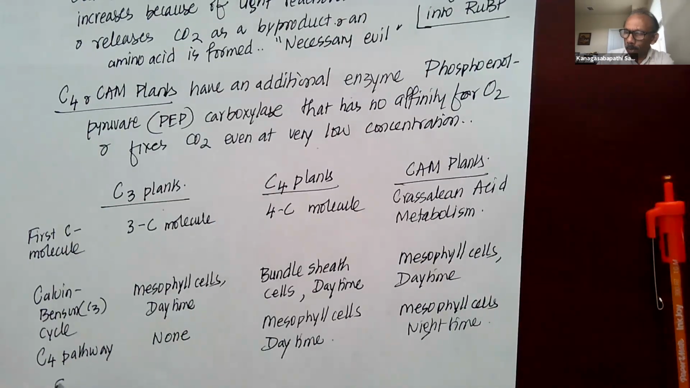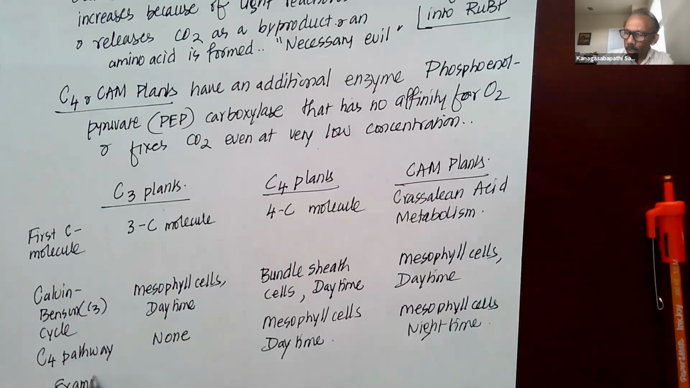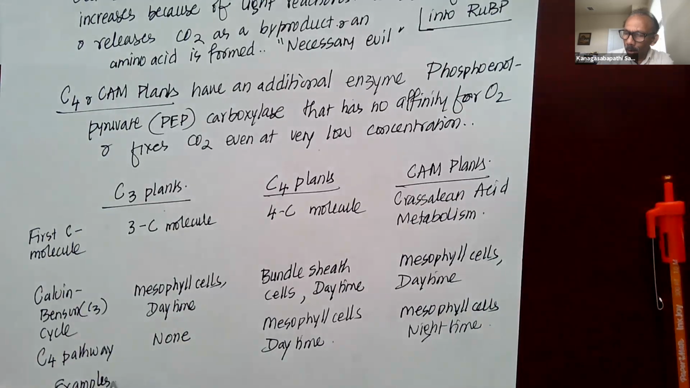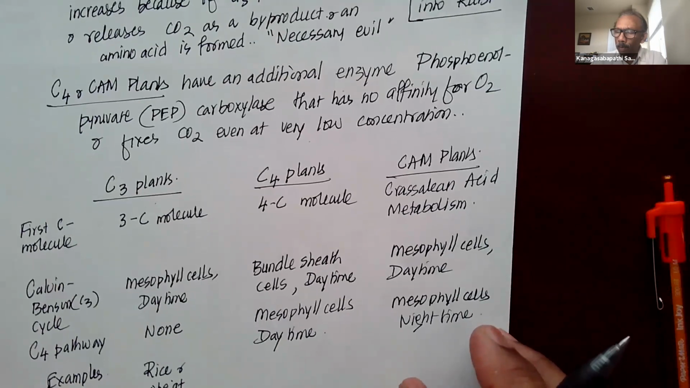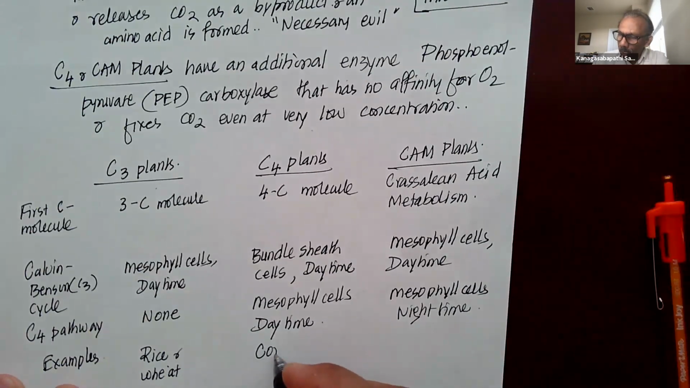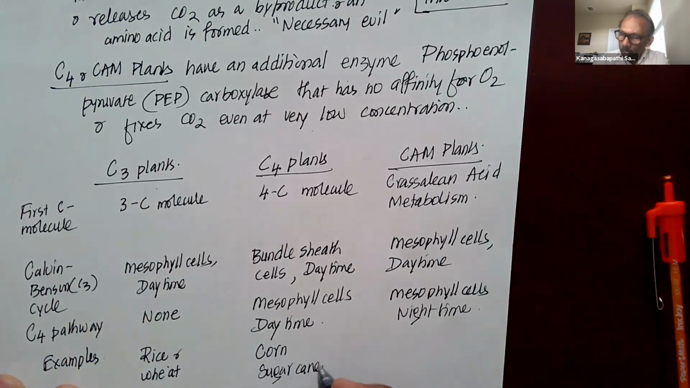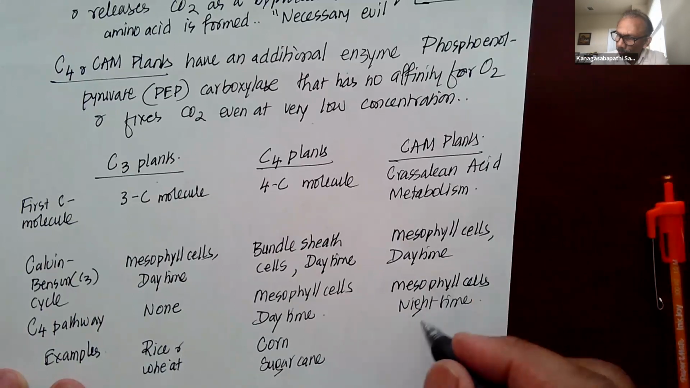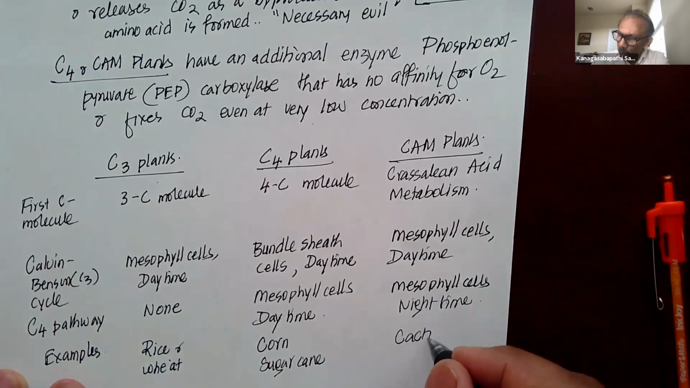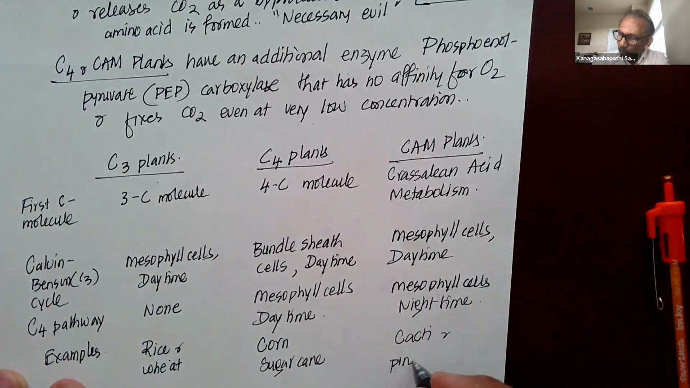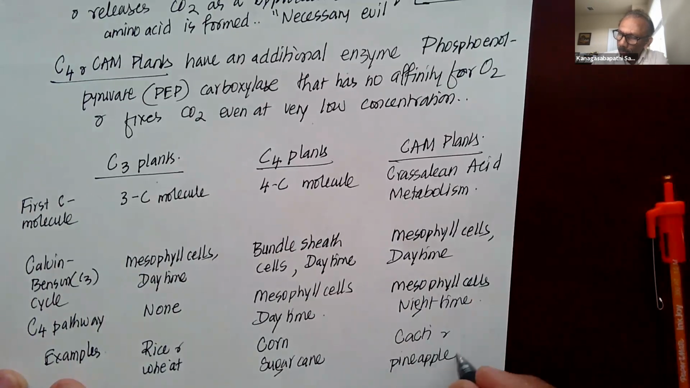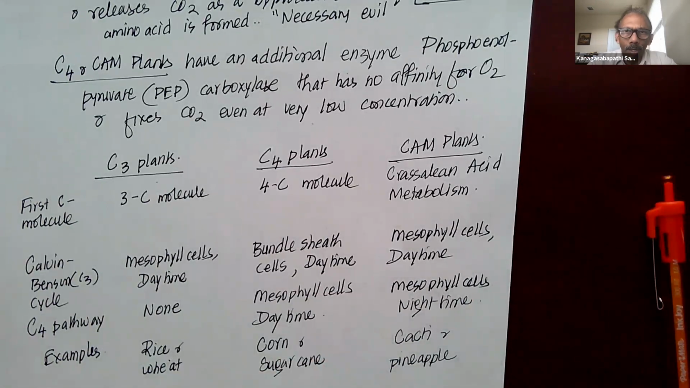The examples of plants that are C3, C4, and CAM are: rice and wheat are examples of C3. That's a staple crop. They need more water. And corn and sugar cane are C4, very robust growing, and they can do more photosynthesis. And the CAM plants are cacti and pineapple. So they can live under hot and dry conditions. And so that's the difference between these 3 types of plants.